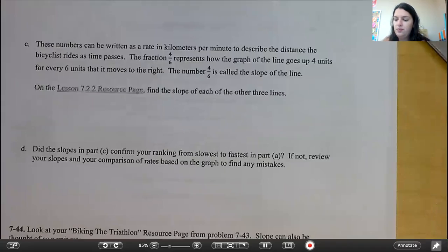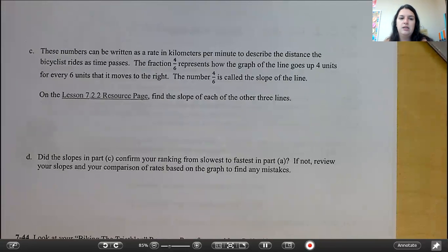Part C says these numbers can be written as a rate in kilometers per minute to describe the distance the bicyclist rides as time passes. The fraction 4/6 represents how the graph of the line goes up 4 units for every 6 units that it moves to the right. The number 4/6 is called the slope of the line.